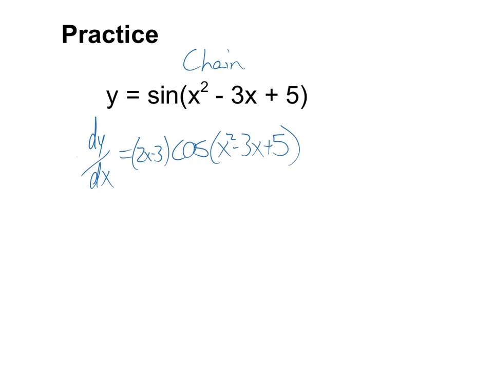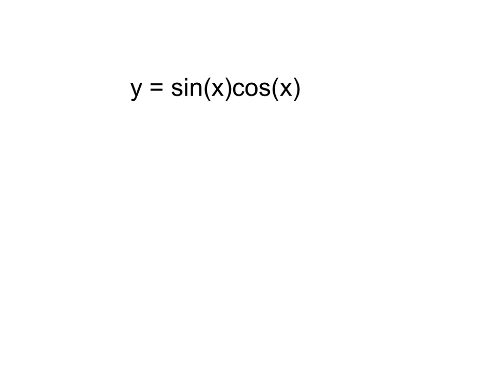All right, so good. We got the chain rule for this one, okay? Now, let's look at y equals sine times cosine. All right, what do we have to use here? Product rule. Good. Okay, so sine is u and cosine is v. So what's u prime?